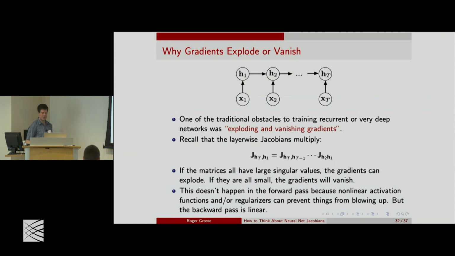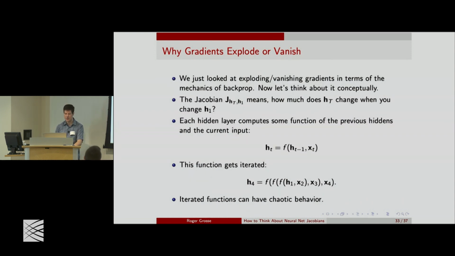There's something that keeps things from blowing up, but the backwards pass is always linear. So you're just multiplying lots of Jacobian matrices together, and so unless these matrices are very nice, things could explode or vanish. And so that's what happens mechanistically in terms of the gradient computations. We can also think about it conceptually in terms of what the network is actually computing. So the Jacobian just means, right, how much does h_t change when you change h_1.